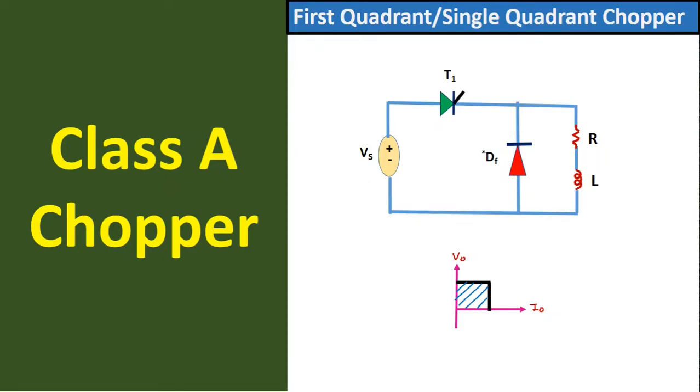This is the circuit diagram of class A chopper. Here we can see one DC voltage source Vs is used, one thyristor T1 is used as the chopper switch. Then freewheeling diode DF is connected across the load RL here.